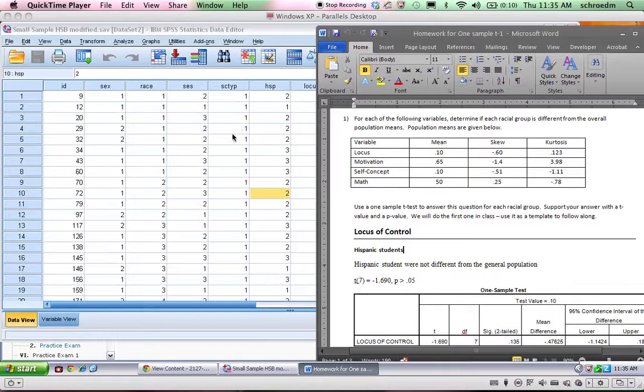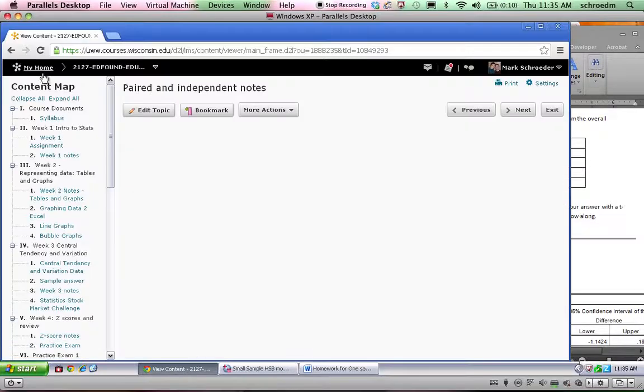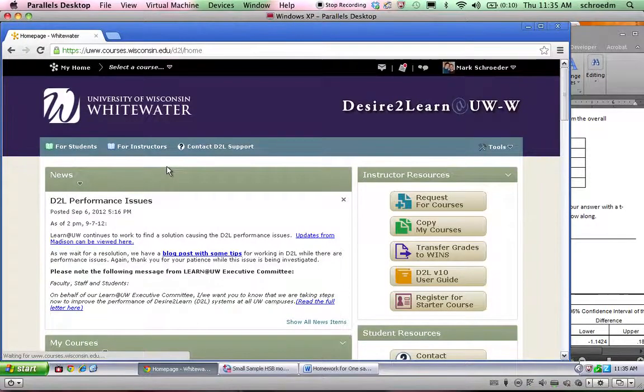Okay, I'm going to show you, in case you missed class or you just want a refresher, how to do the homework and how to use SPSS and what the output means and all that stuff.